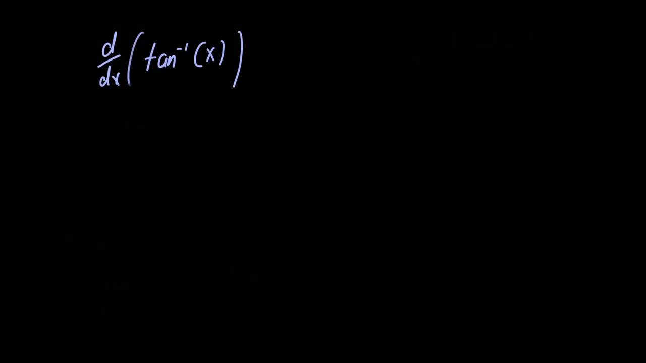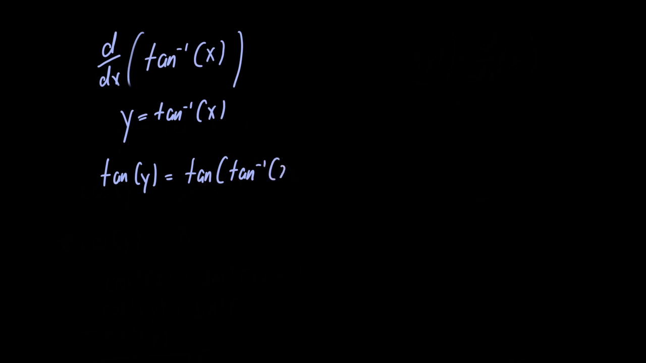Hey, so for this problem we're going to figure out the derivative of inverse tangent of x. So let's start by writing y is equal to inverse tangent of x. What we're going to do now is take the tangent of both sides, so let's go ahead and do that. We're going to have tan of y equals tangent of inverse tangent of x. So this tangent and this inverse tangent cancel each other out, so we're just left with tangent of y on the left hand side and x on the right hand side.